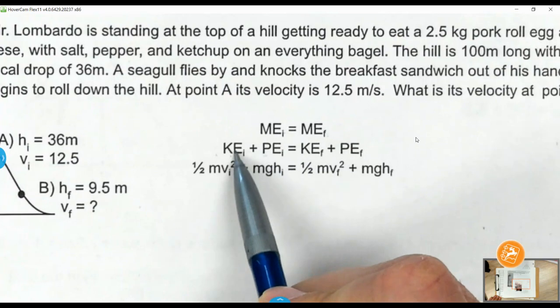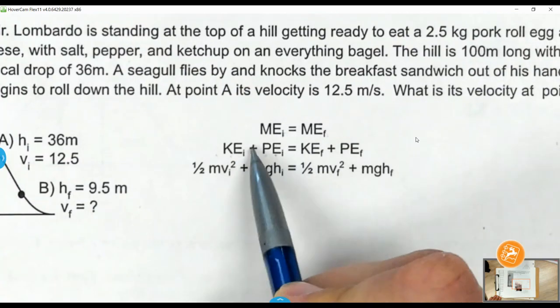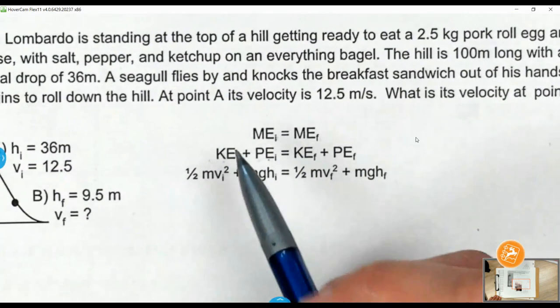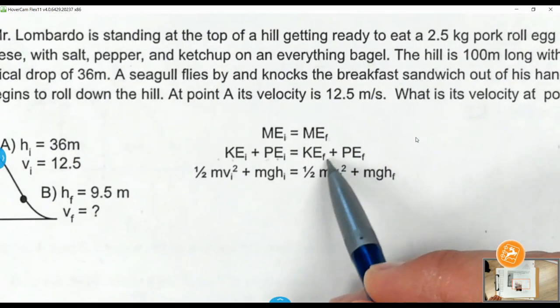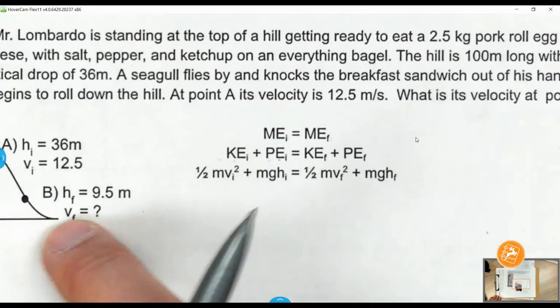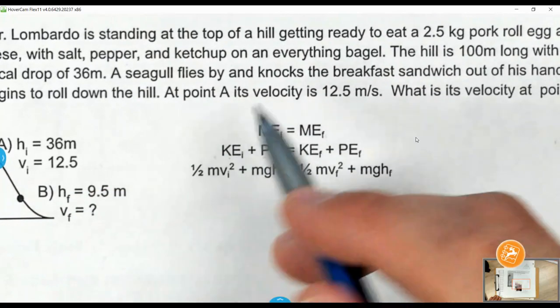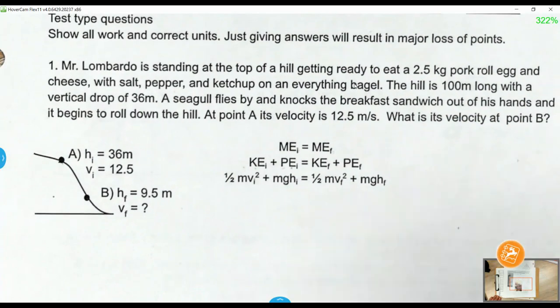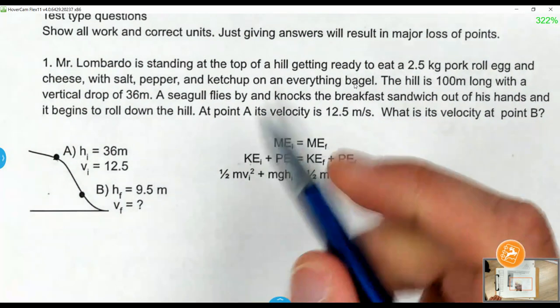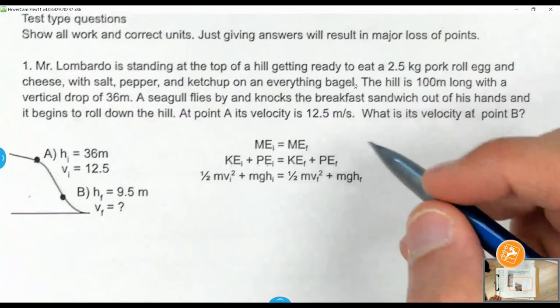Now we take mechanical energy, and mechanical energy is kinetic plus potential. The little i stands for what we have at point A initially. The mechanical energy f, the f stands for what it is going to be at point B. Cool thing is, the object that we're dealing with does not change. So the mass, all the m's in these problems, we can cancel out.